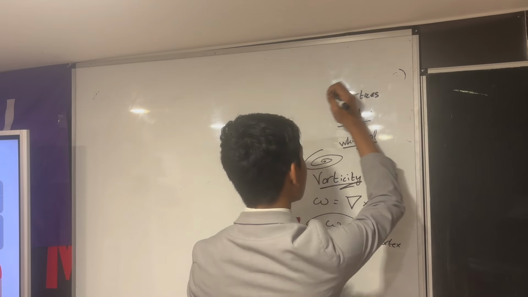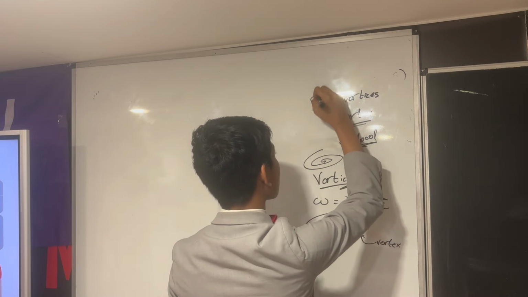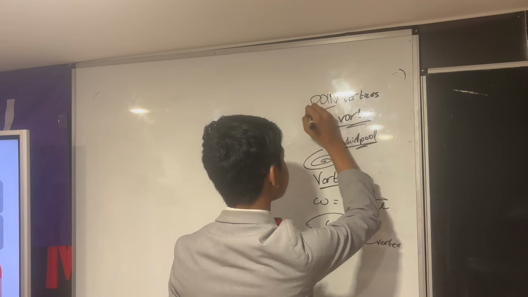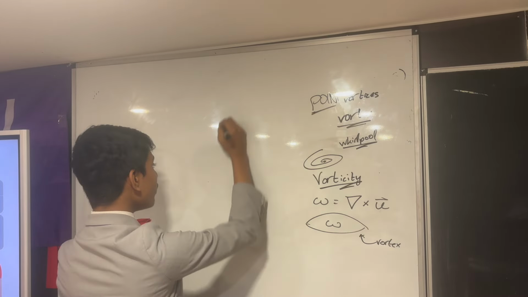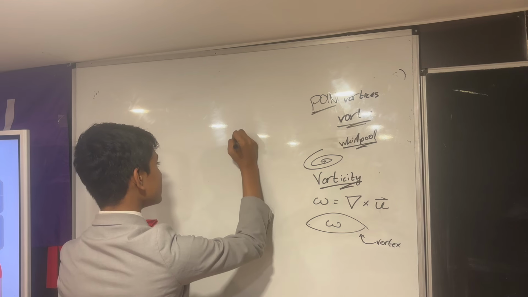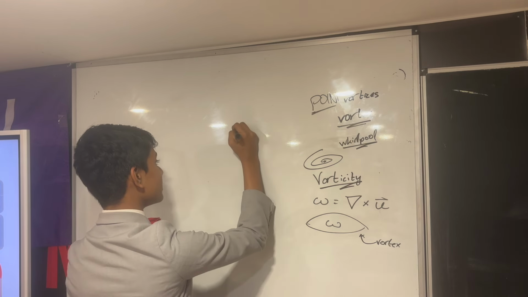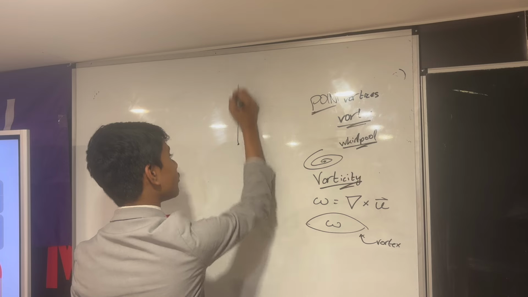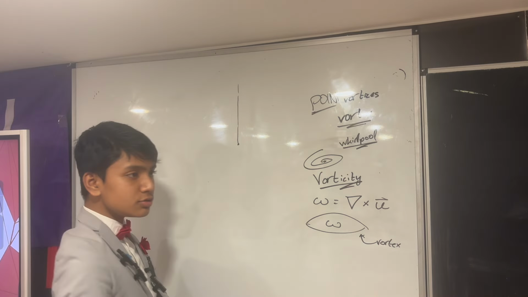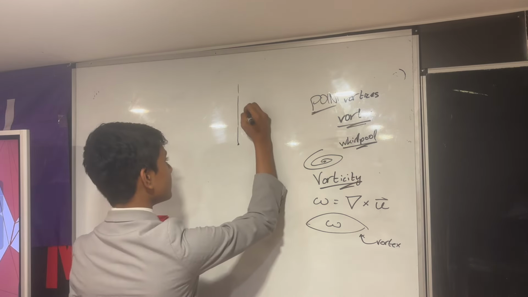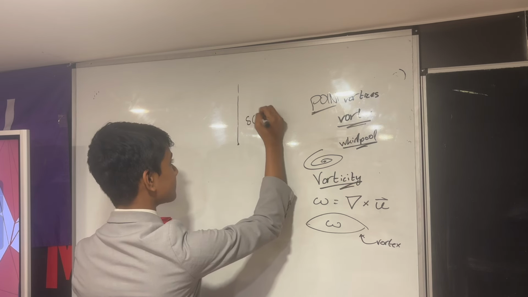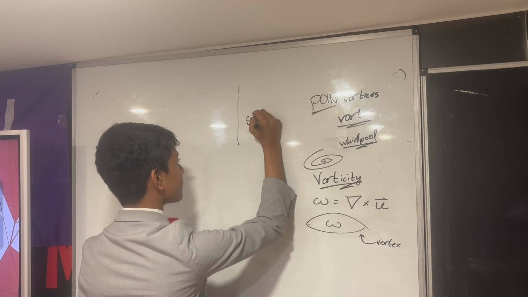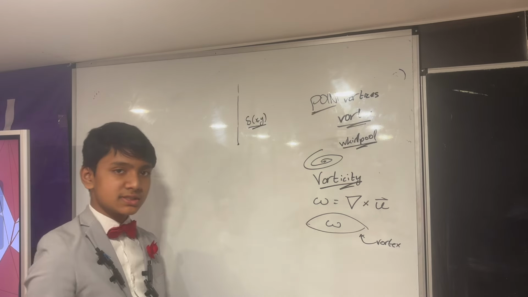Okay, so what's a point vortex? Interesting. Well, a point vortex is essentially a singularity, like a black hole of vorticity. What it's doing is it's a delta function of vorticity. Now, what is a delta function?